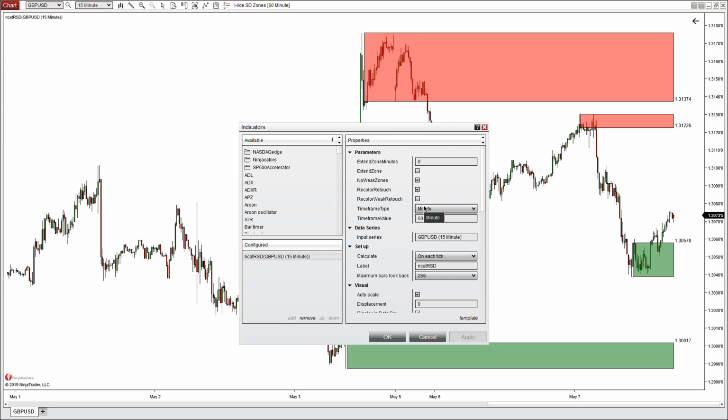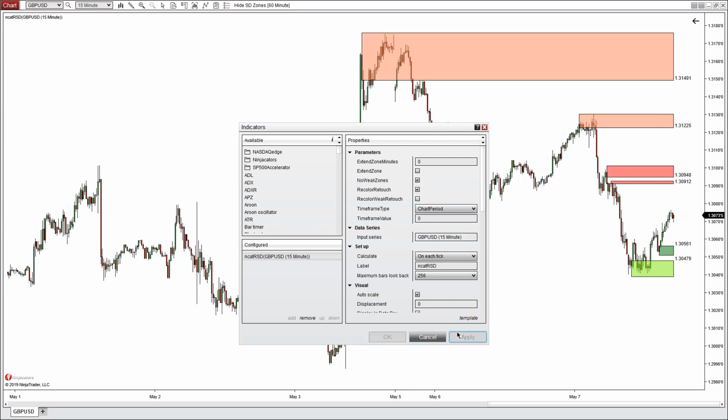So it's like having two charts in one. I'm looking at a 15-minute chart, but all these zones are 60-minute supply and demand zones. Now if I go to a 5-minute or a 30-second chart, there's still going to be 60-minute zones. So that's a pretty cool feature here. Go back to chart period, so now every time I change the time frame of the chart, the zones will update to that chart's time period as well.